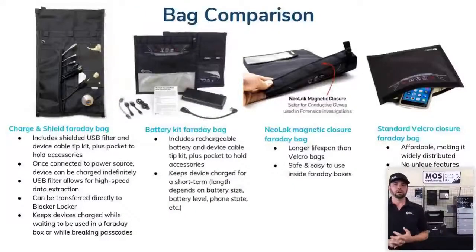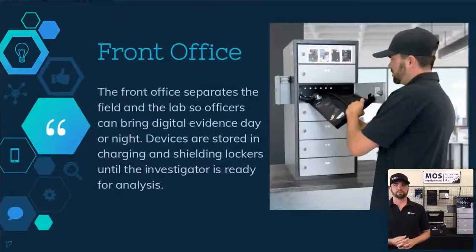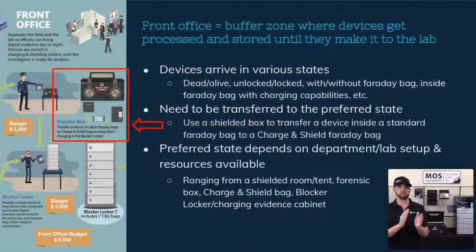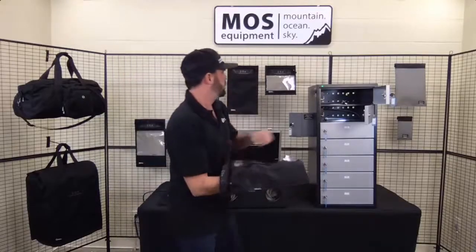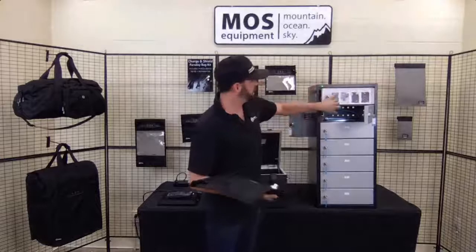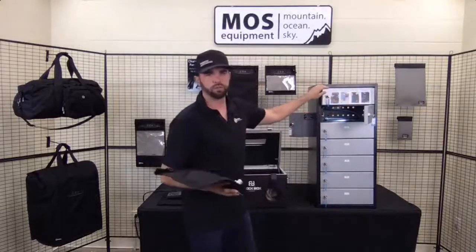All right, so next slide here. Okay, front office. So I mentioned the reason why we want the front office situation in place, so we have that buffer in between the field and the lab. The products that we've put together that support this process vary a little bit based on what's coming in. So if you have detectives coming in and they have these charge and shield bags, for example, this explains how to do this for maybe someone who's not trained.